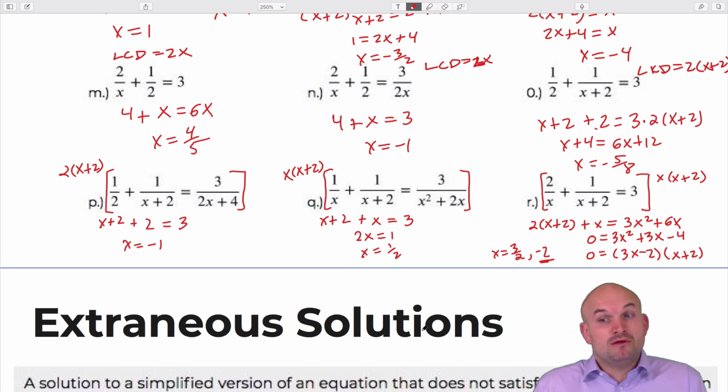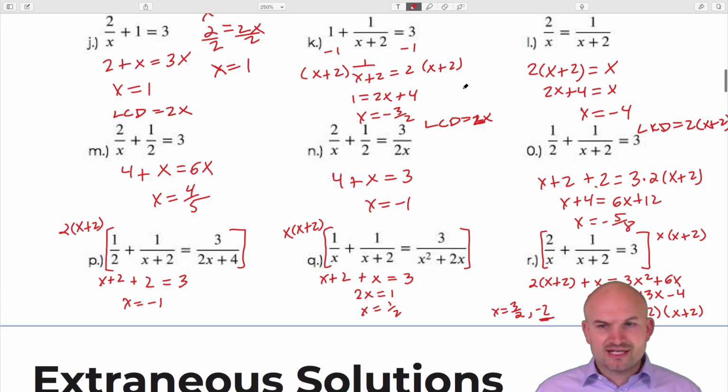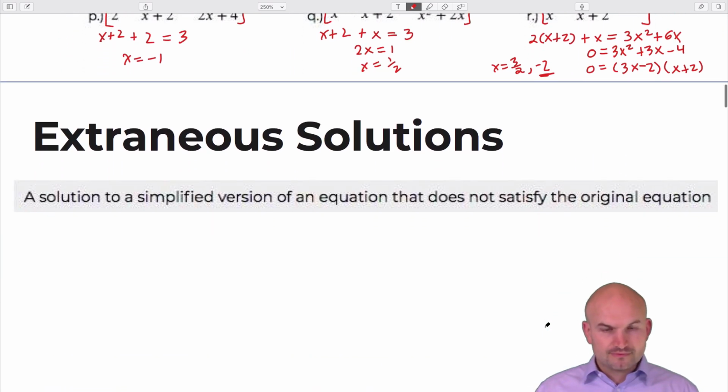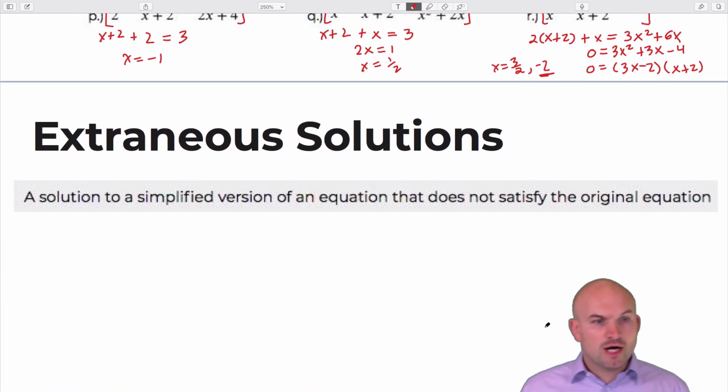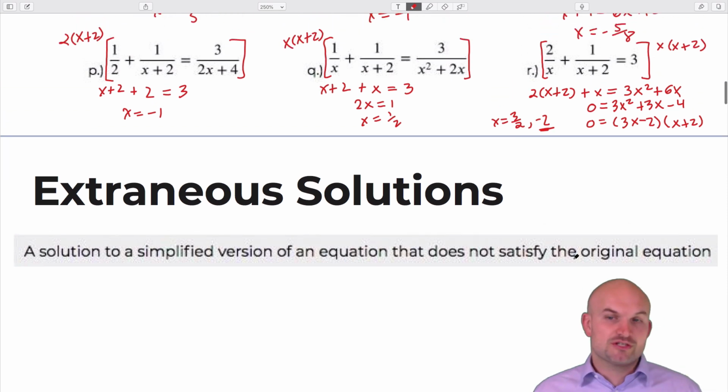So that prompts me to say, well, whoa, let's make sure we go back and check that none of our other solutions were originally excluded values. It's a really quick check, and you can see that none of the other problems we did had an extraneous solution. So therefore, we just need to really understand what this extraneous solution is. Extraneous solutions are basically solutions to a simplified version of an equation that do not satisfy the original equation.